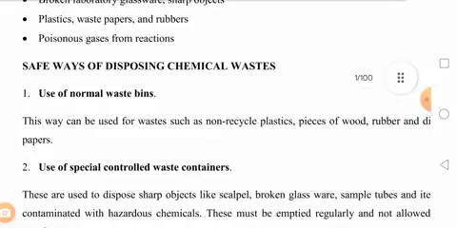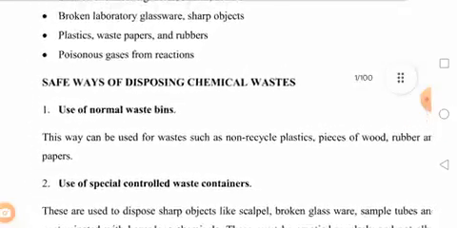Now, safe ways of disposing chemical waste. Chemicals are very dangerous. They are a hazard to our life. Some of them are combustible, some of them can easily catch fire, and others are irritating. So we need to handle them properly so that we should be healthy and safe from them.